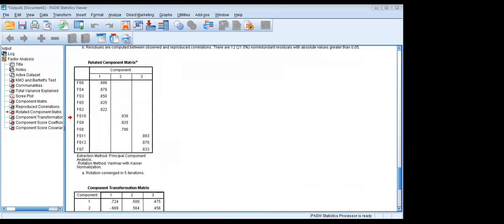The thumb rule is minimum it should be 0.7. When you go to websites, they may say 0.5, 0.6 plus. Don't keep them. Factor loading, minimum 0.7.